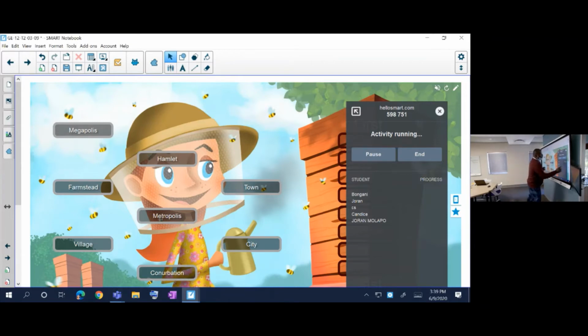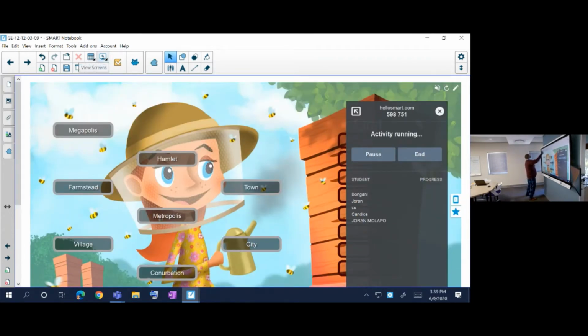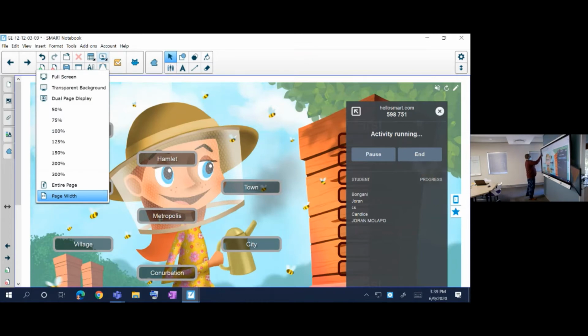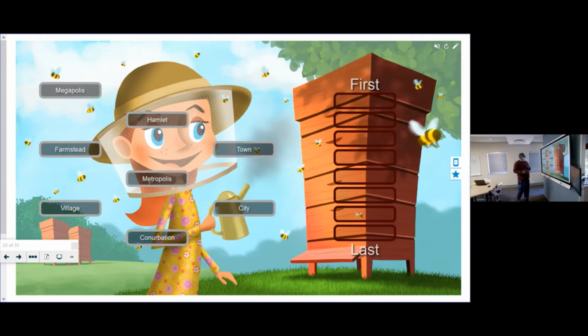So what activity are we doing? Here we are to sort these types of settlements. Let me just take it to full screen so that we can see properly. What we are going to be doing is sorting out these settlements from the first, which is probably the biggest settlement, going down to the littlest settlement.